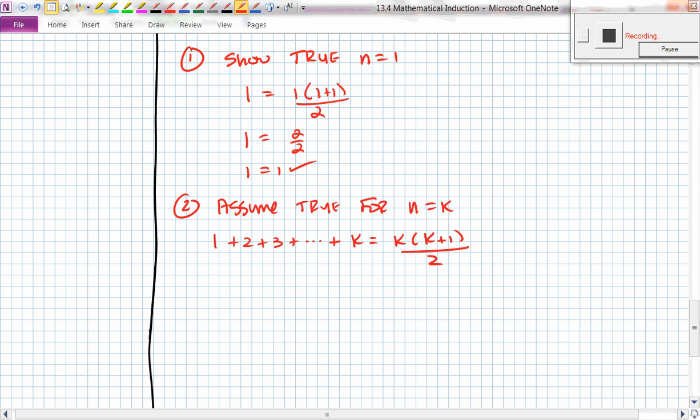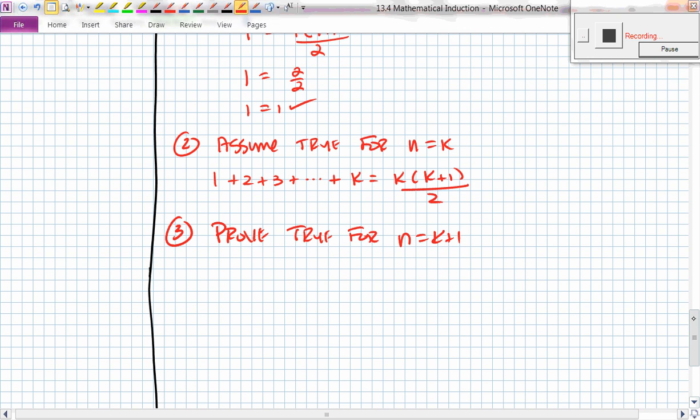Now, step 3, here we go. Show or prove true for n equals k plus 1. All right, let's write it out. Let's physically look at it. It looks like this. 1 plus 2 plus 3 plus yada yada yada plus k. Box it. Point to this stuff. And then add on the next term. What's the next term? K plus 1. So that looks like k plus 1.